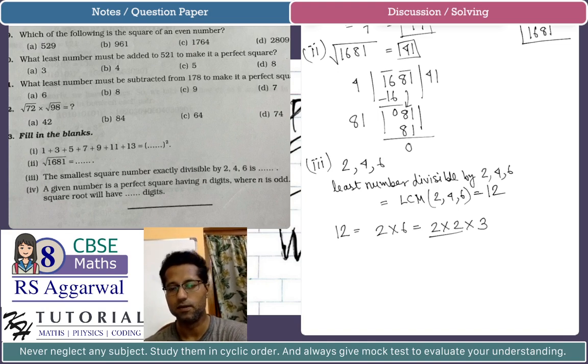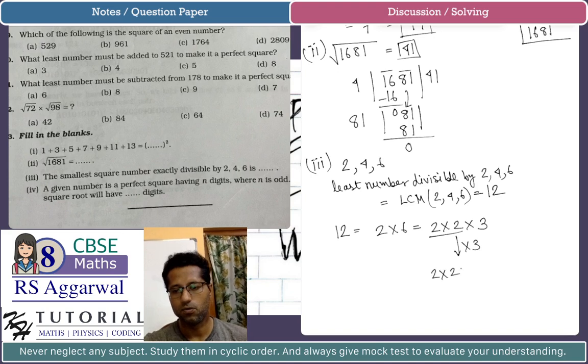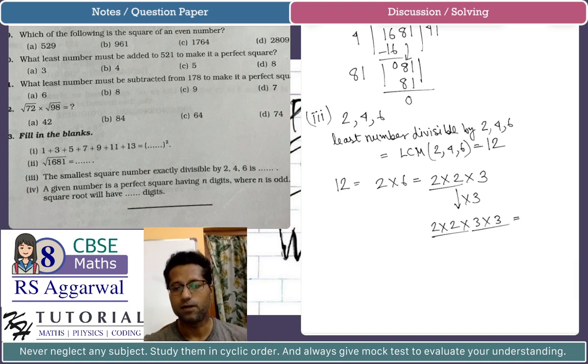We see that the LCM of 2, 4, 6, that is the least number that is divisible by 2, 4, 6, is 12. Now the factorization of 12 is 2 into 2 into 3. So we have to multiply this factorization with something so that it becomes a perfect square. We are already having one pair of equal factors, 2 into 2. Now if we multiply this with 3, we get 2 multiplied by 2 multiplied by 3 multiplied by 3, and we have two pairs of equal factors, which makes it a perfect square. That is, this is nothing but 2 into 3 square.